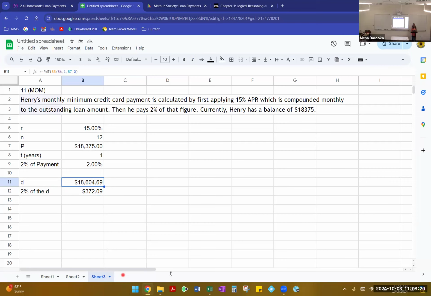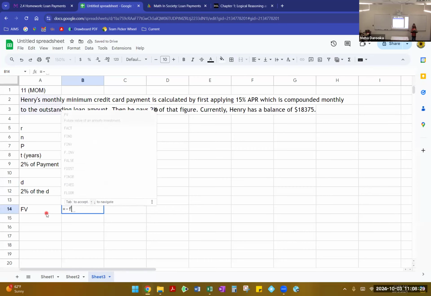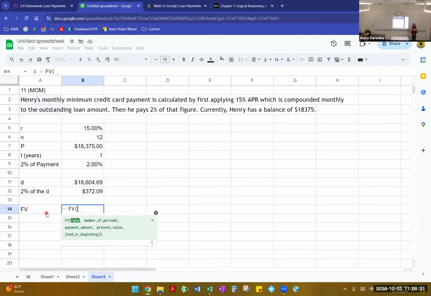Was figuring out the payment. Okay, I want to try something to see what the future value of the loan would be. So I'm going to use the FV formula here. Rate, of course, would still be R divided by N. I'm still going to keep my number of periods at 1 for now.